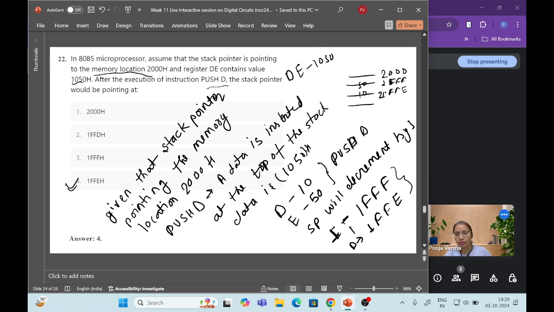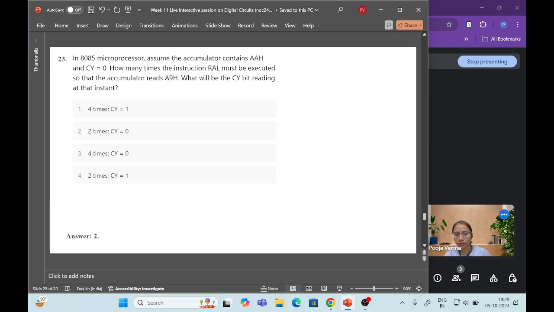Okay, moving to the next question. In the 8085 microprocessor, assume the accumulator contains AAH and CY is equal to 0. How many times must the instruction RAL be executed so that the accumulator reads A9H, and what will be the carry bit reading at that instant?